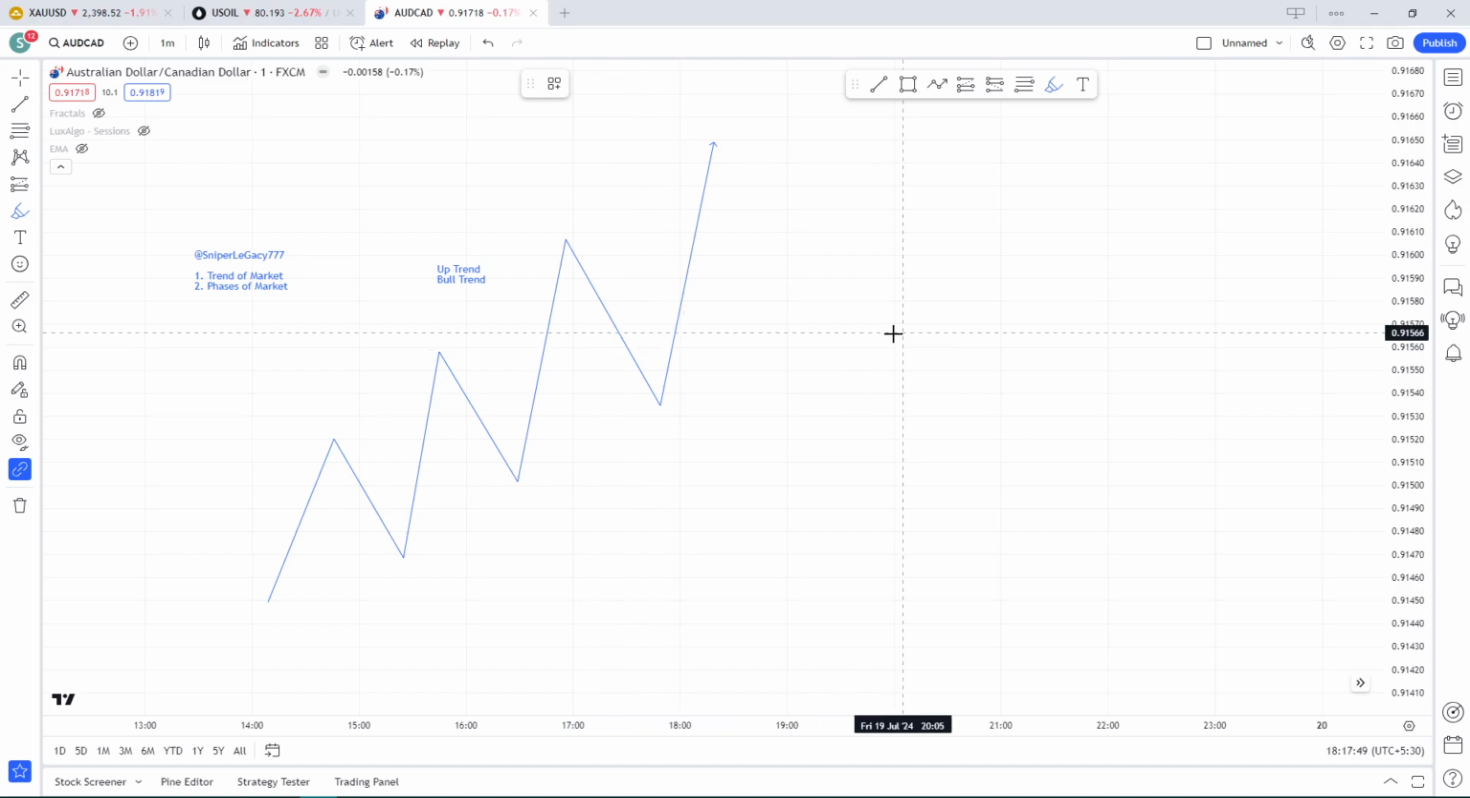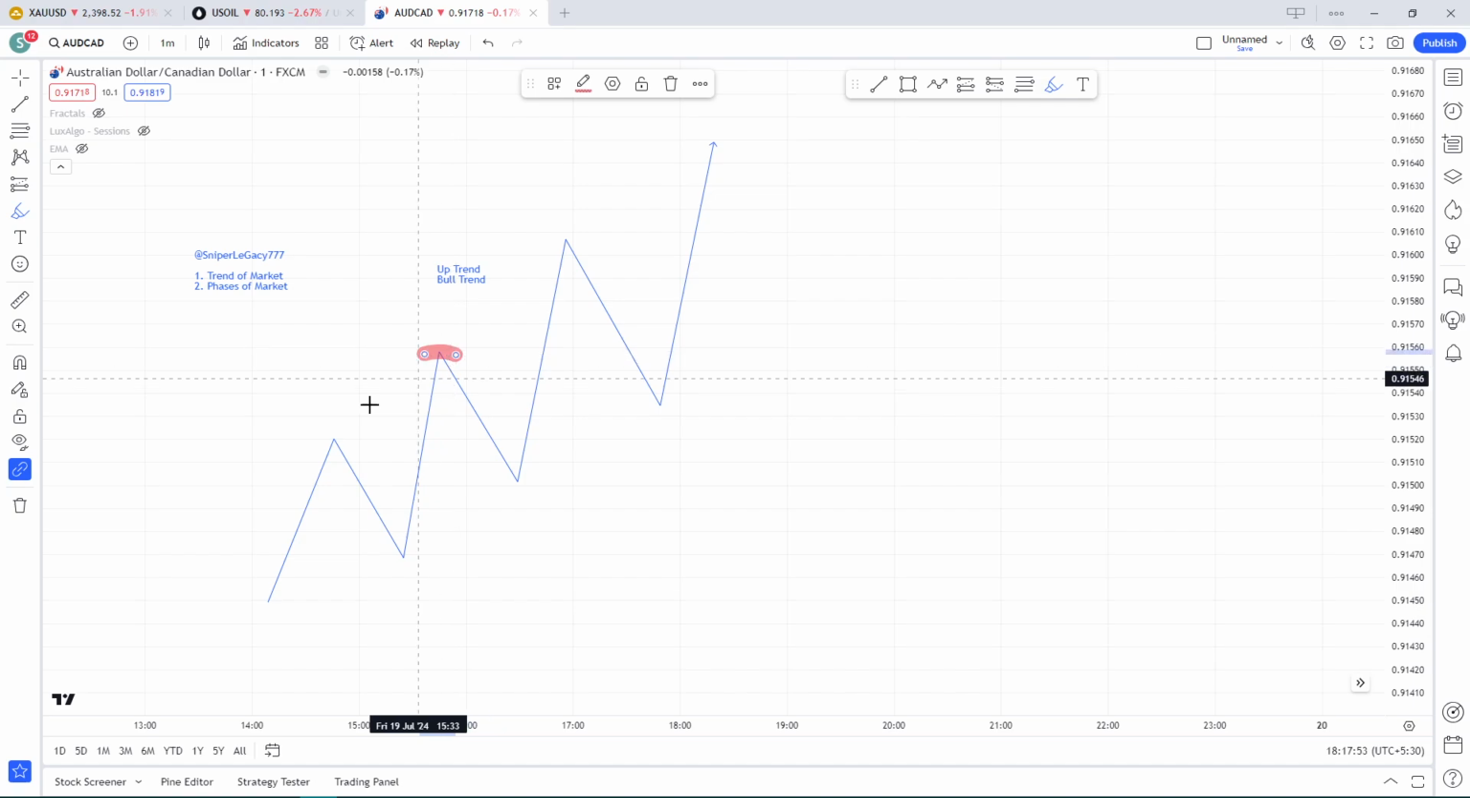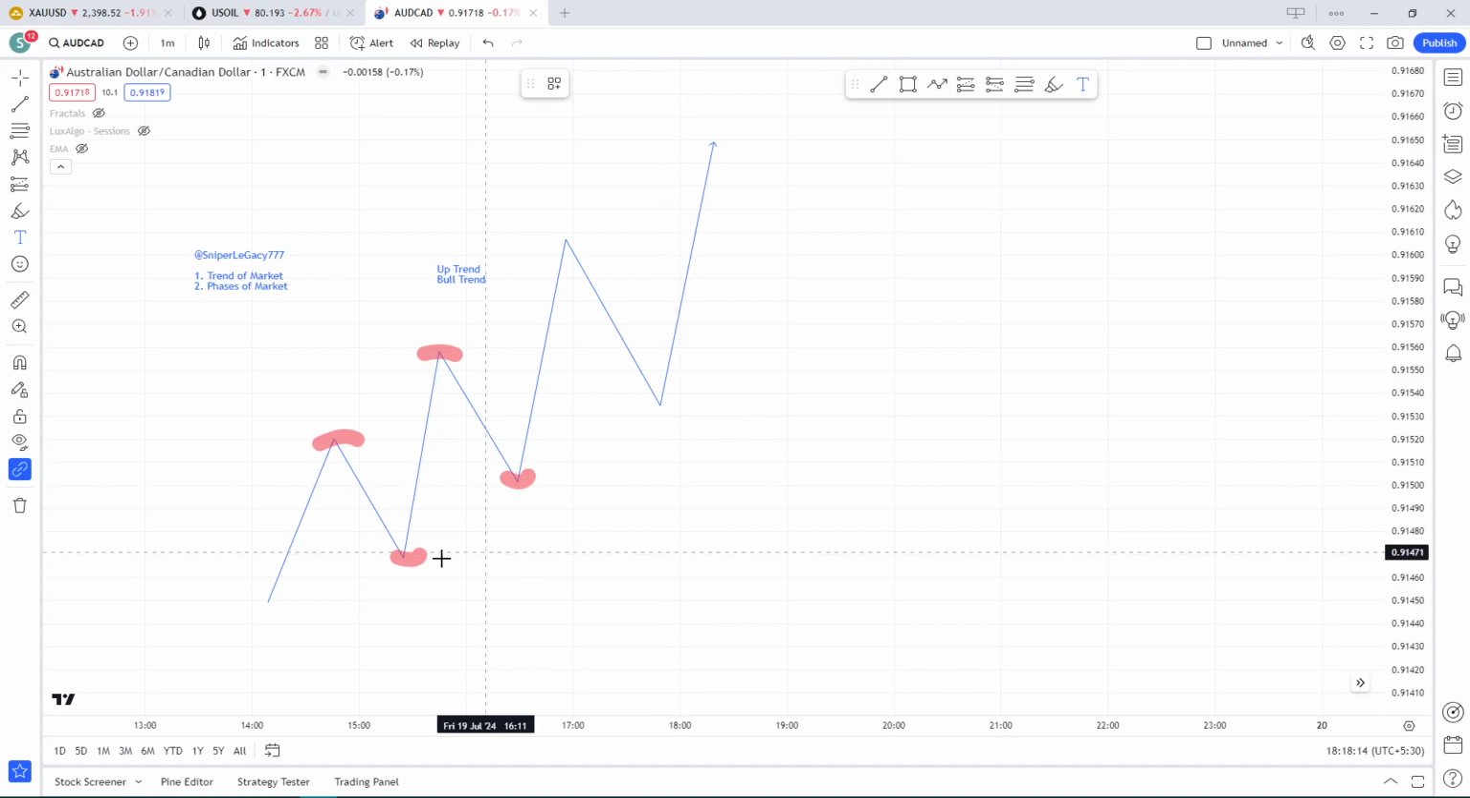One thing we need to observe here is that every time it is going up, it is breaking the previous high. This is called the previous high of the market when it makes this high, and when it comes down, it always forms a low which is higher than the previous low. This is our first low, this is our second low, so the second low is always higher than the first low.